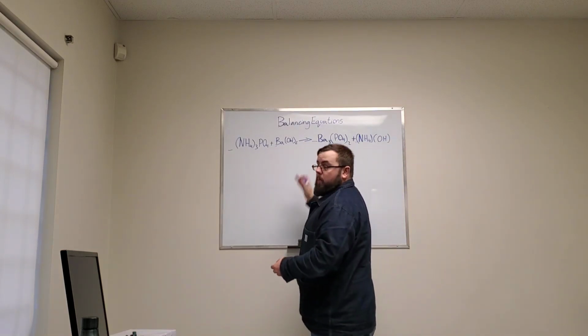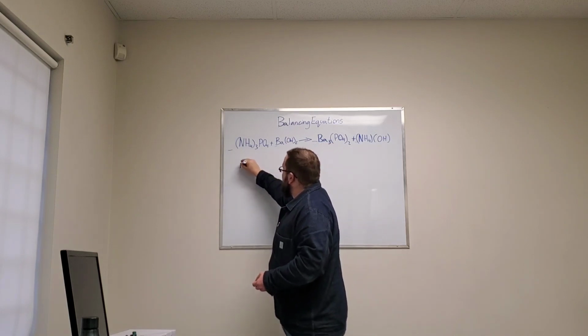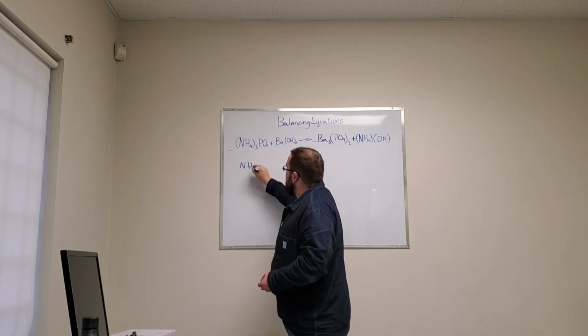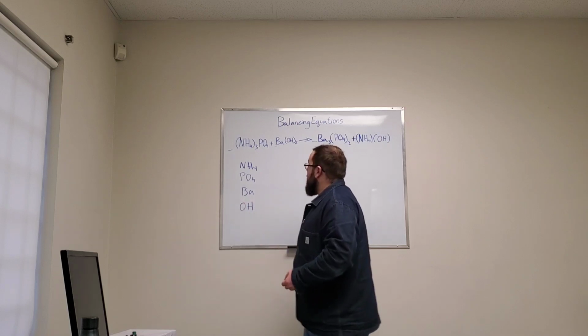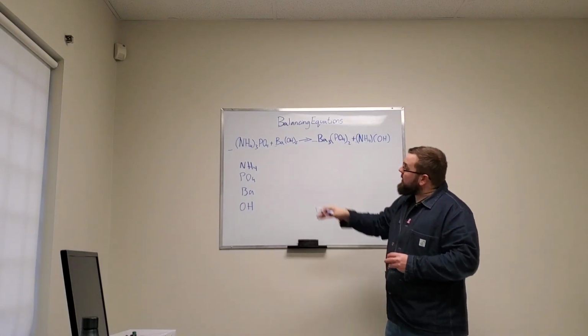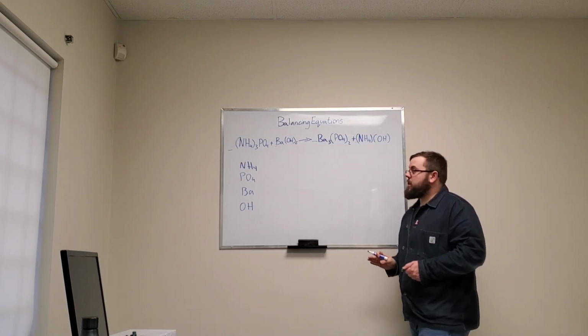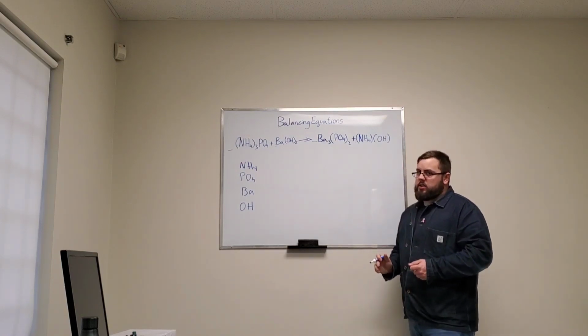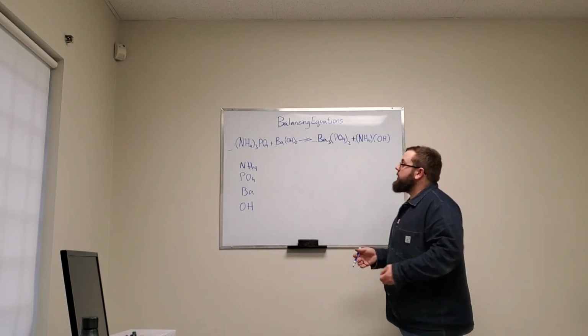So when we are setting up our table for balancing, we're going to write NH4, PO4, Ba, and OH. Okay, so we don't combine the hydrogens and the oxygens and anything like that. We leave it exactly like this. It makes it much easier to balance than if we just tried to combine and count how many hydrogens we had and stuff like that.